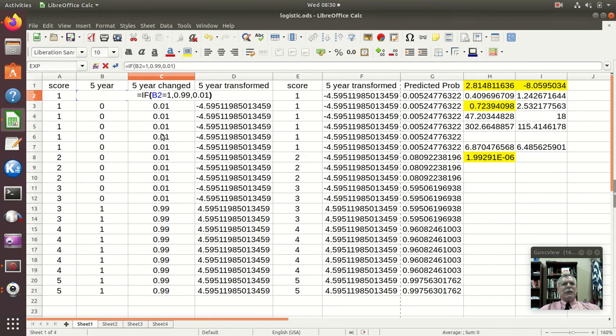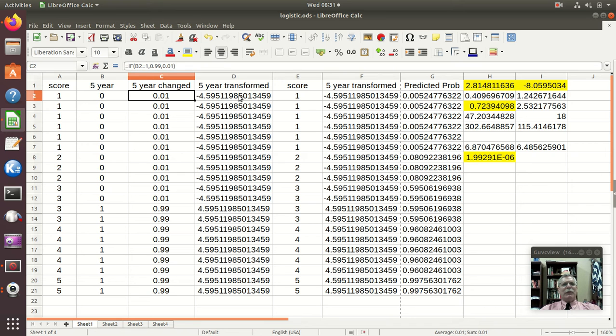Now, I used an if statement to do that. I said equals if, and then B2, because B2 is where the number is, so if B2 equals 1, I'll put a 0.99, and if it's not 1, I'll put a 0.01. So that's how this works. I give it a condition, and then what happens if it's true, and then what happens if it's false. So I did that, and I copied it on down, and so there I changed the data a little bit. I guess you could say I transformed it. I would probably prefer the word perturbed it. I just moved it slightly from where it was.